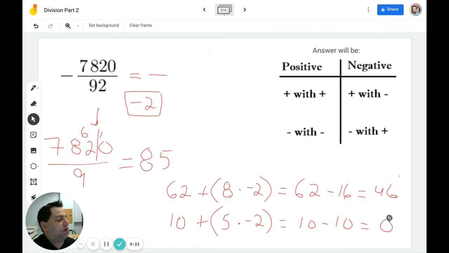We like to see 0. 0 or a multiple of your divisor. So in this case, there is no remainder. So 85 is the answer. And we've already determined that it was negative 85.